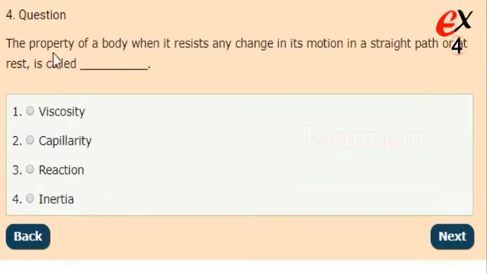Next. The property of a body when it resists any change in its motion in a straight path or at rest. What is it called? Options: viscosity, capillarity, reaction, inertia. Answer is option 4, inertia.